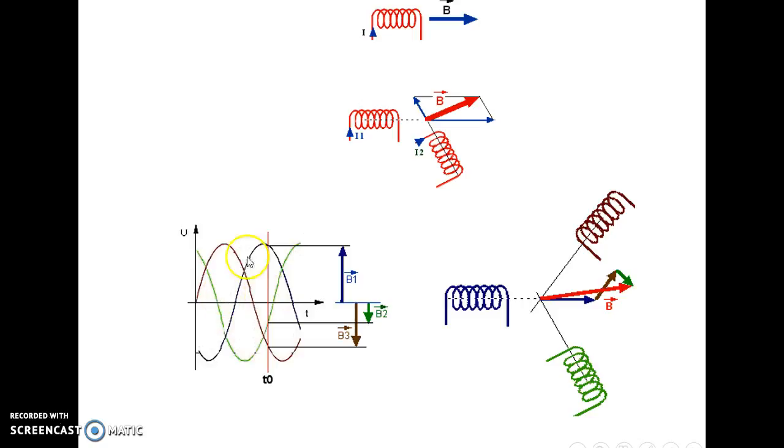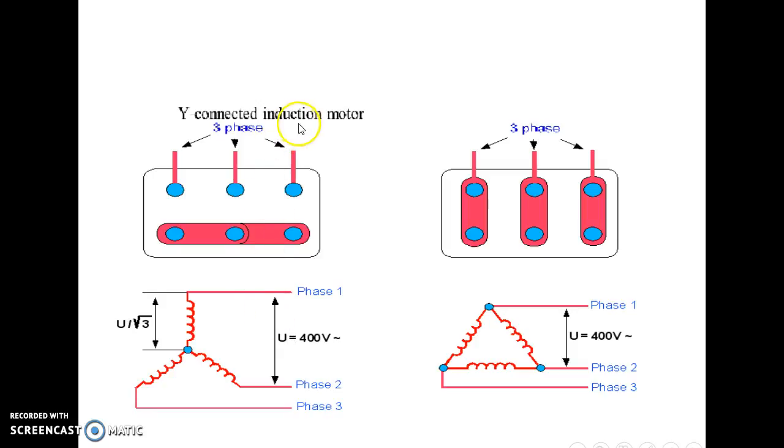And here you can get the waveform like this, the three-phase waveform. And here this is the star connected induction motor, that is, the slip ring induction motor will be connected like this. You can connect in star connection or delta connection.